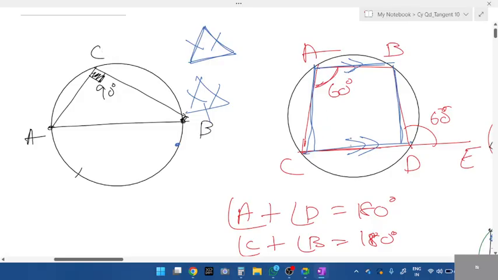60 degrees. Top and down parallel lines are given. So top and down angle sum is 180. 60, it should be 120. Okay, if that is 120, this is 120 opposite. If this is the 120 opposite angle, then 60 degrees. What else? Anything else from cyclic quadrilateral? Nothing, right?